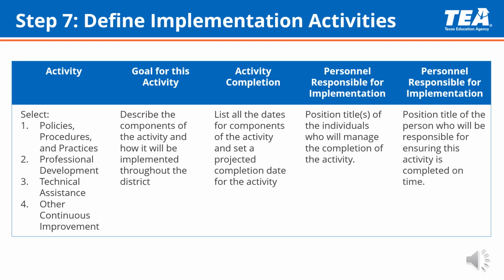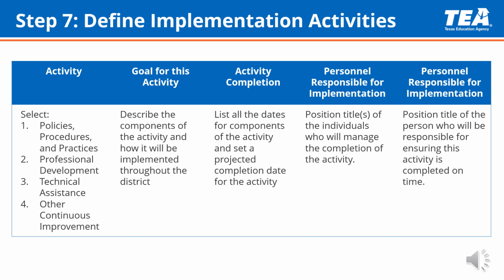Step 7, define implementation activities. Consistent with prioritize lever 1 of the effective schools framework, strong school leadership and planning, the strategic support plan is an annual continuous improvement plan with few focused priorities, clear timelines, milestones, metrics, and task owners that address the root cause of low performance related to outcomes for all students.